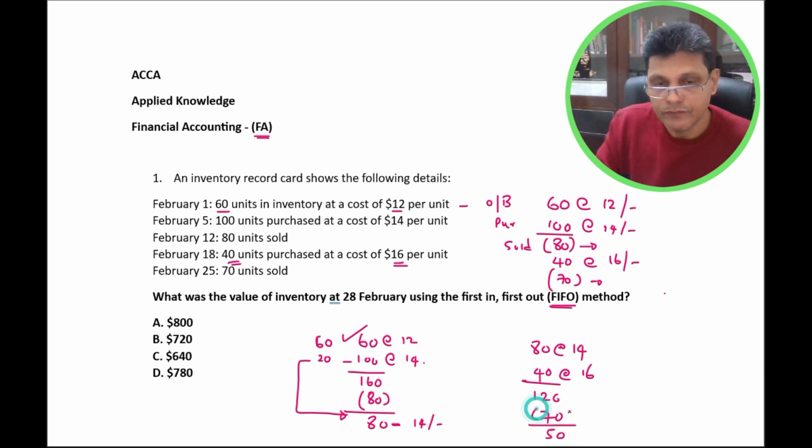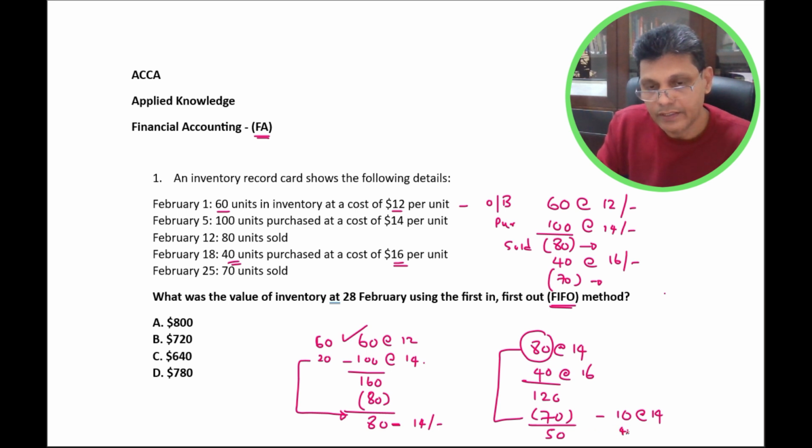Now these 70 units will be first issued from the first available stocks, which is 80. So out of 80, when you issue 70, the remaining stock will be 10 at the rate of 14, and you are left with the 40 at the rate of 16. So this will be the closing inventory value based on the FIFO method.